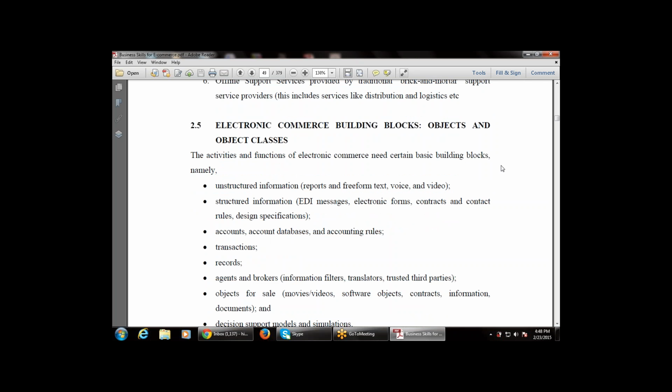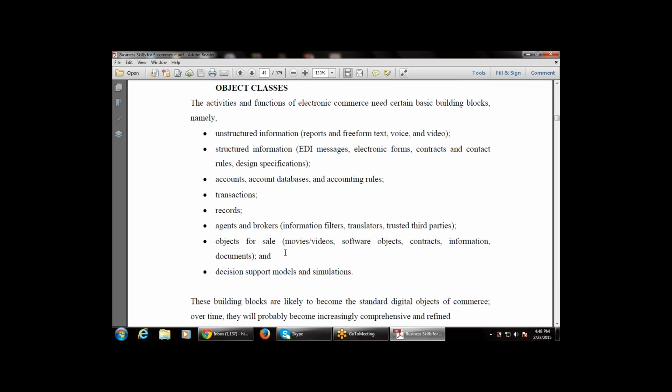What are the blocks? One is unstructured information, that is reports, free-form text, voice, video. These are the various unstructured information that are part of e-commerce. Then next is structured information, that is electronic information: EDI messages, electronic forms, contracts, contract rules, design specifications, etc. Then transaction records. So these are the various building blocks that make up the majority of e-commerce, the transactions of e-commerce. That also includes agents, brokers, objects for sale, decision support models, and simulations. These building blocks are likely to become the standard digital objects of e-commerce over time. They will probably become increasingly comprehensive and refined.